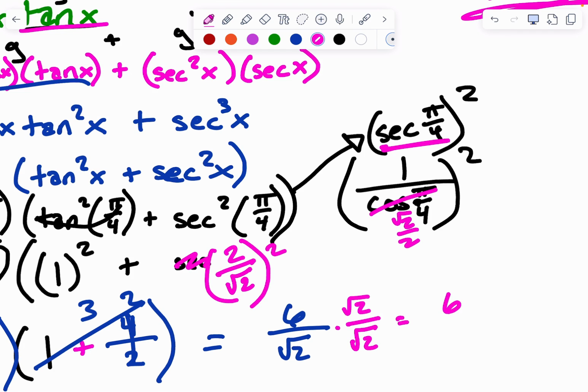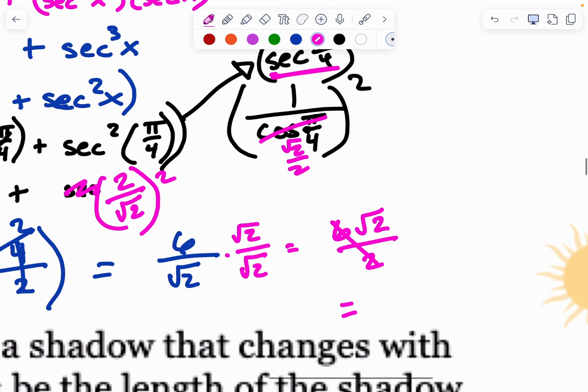If I multiply this through, what's 6 times the square root of 2? 6 square roots of 2. What's the square root of 2 times the square root of 2? 2. And then I can reduce those 2, which is 3 square roots of 2. That is the final answer.